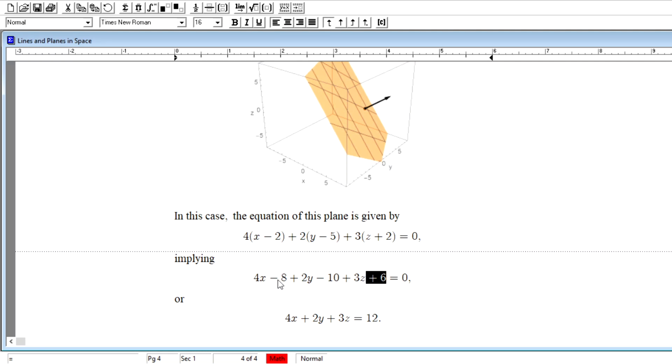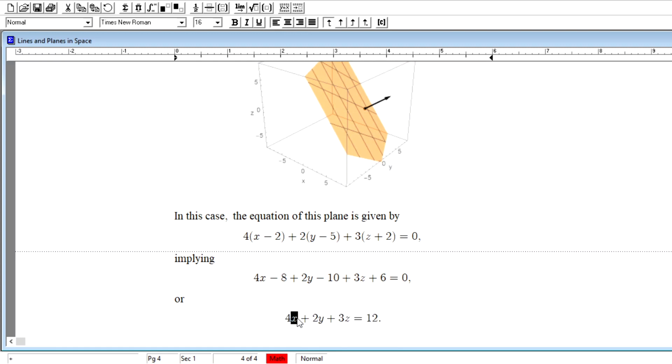Where -8, -10, and +6 all add up to -12 in value, which we can move to the right-hand side of this equation by adding it to both sides. And what we prepare is this statement seen here, which is the general form of the equation for this plane. This plane is described by the equation 4x plus 2y plus 3z equals 12.